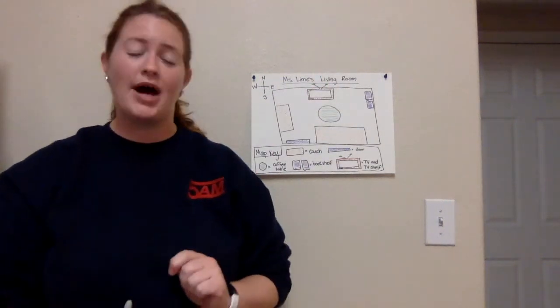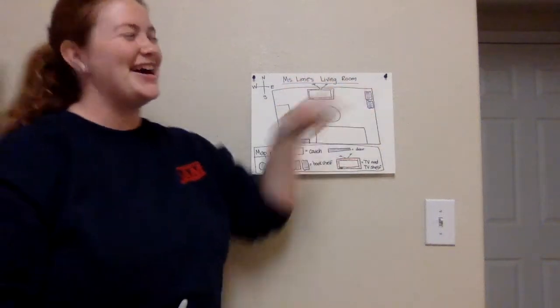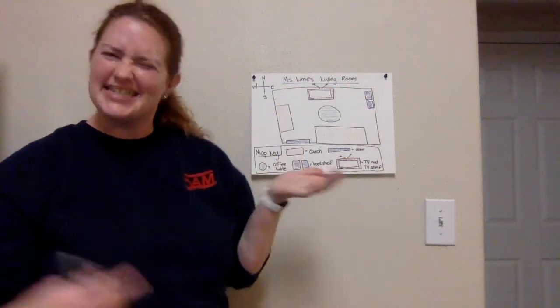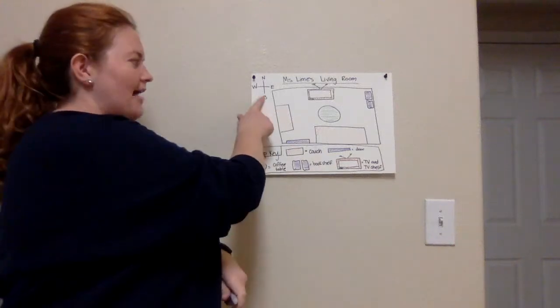Okay, let's review what I have on my map. I have a map title. Wouldn't it make sense? It tells you what my map is about. I have a compass rose.